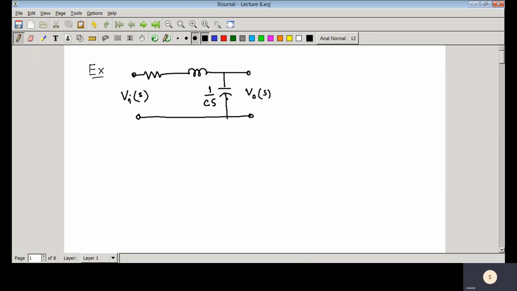So this is that capacitive reactance, and this is inductive reactance. This is that Laplace operator, and this is R. So the current flowing through this circuit is I(s). So what we are doing is solving this problem in the Laplace domain.